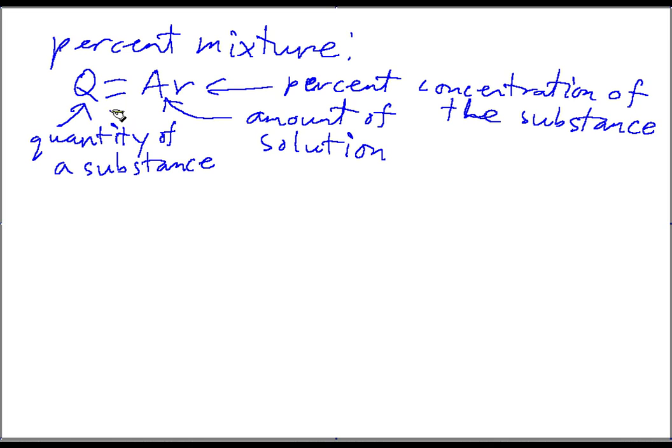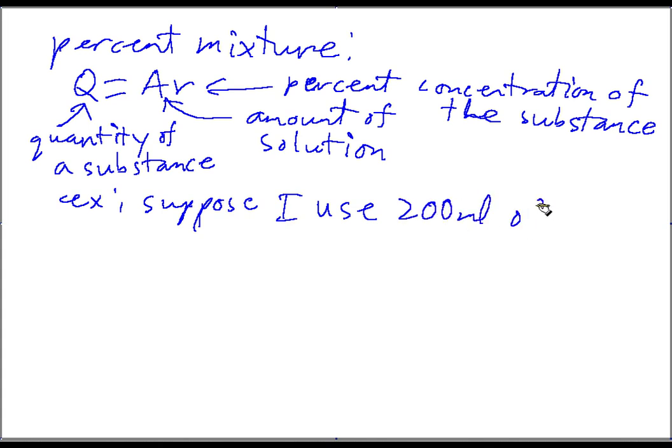All right. So again, Q is the quantity of the substance, A is the amount of solution we're using, and R is the percent concentration of the substance. Let me give you a quick example of that. For example, suppose in a chemistry lab, I use 200 milliliters of a 70% acid solution.